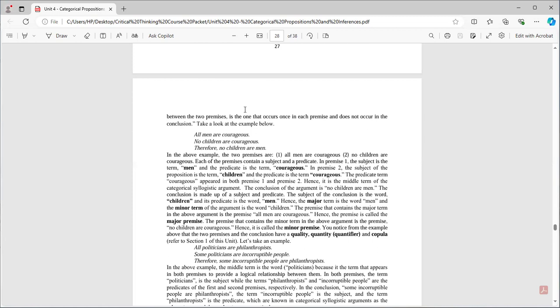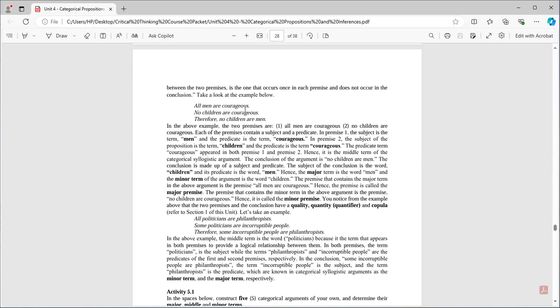So in our conclusion, no children are men. Children here become the minor term, and men becomes our major term, because children is the subject term in the conclusion, and men is the predicate term in the conclusion.